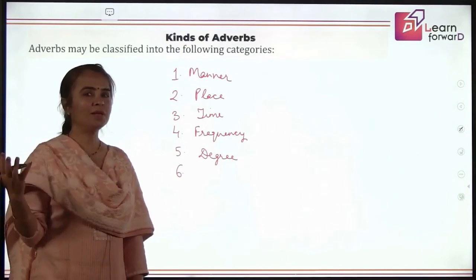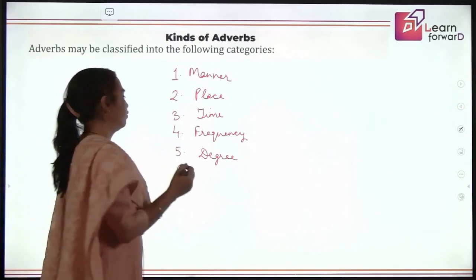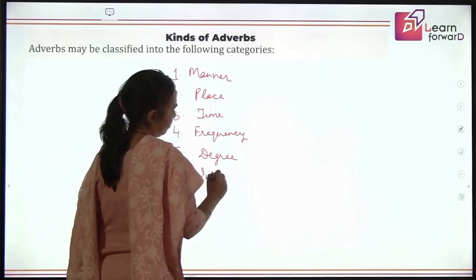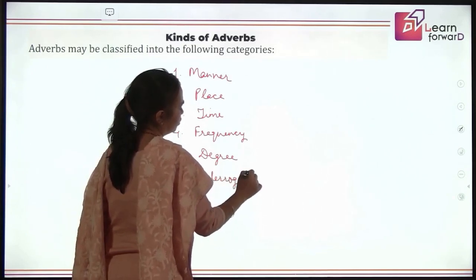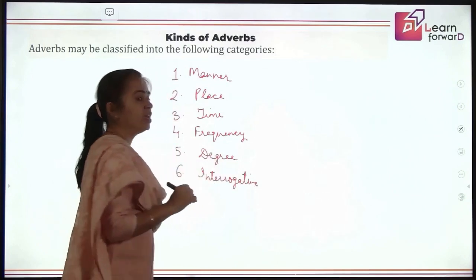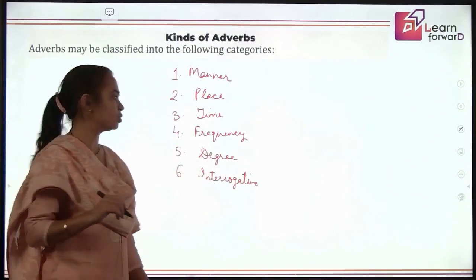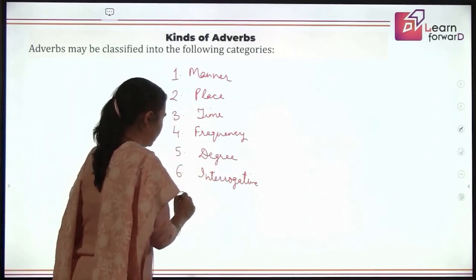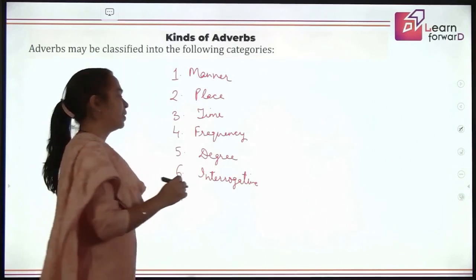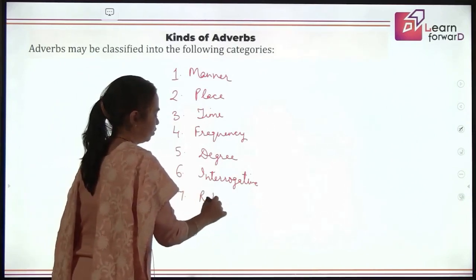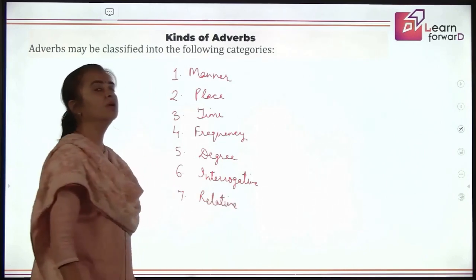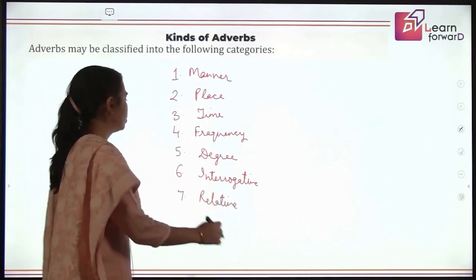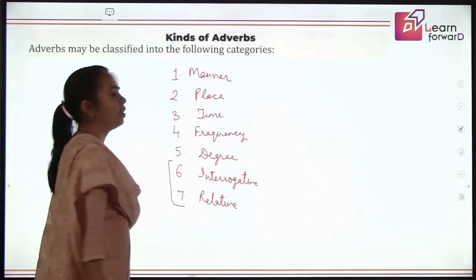I said you will be learning some more also. So we have interrogative adverbs also. Like we have interrogative pronouns, we have interrogative adjectives, we have interrogative adverbs also. And then last but not the least is relative adverbs also. Yes, you are right. We have relative pronouns also. We have relative adverbs also. These two are newly introduced.